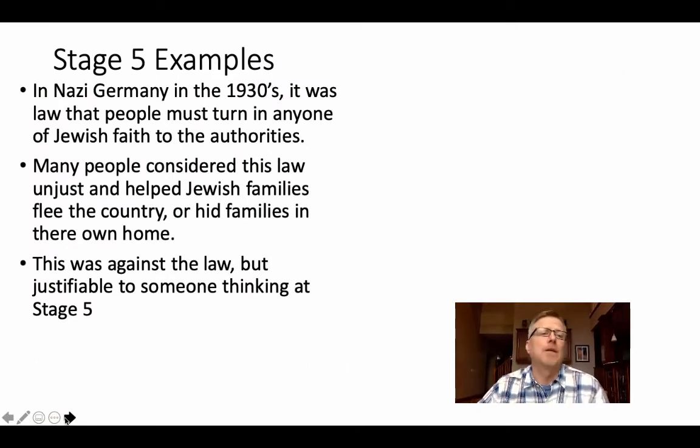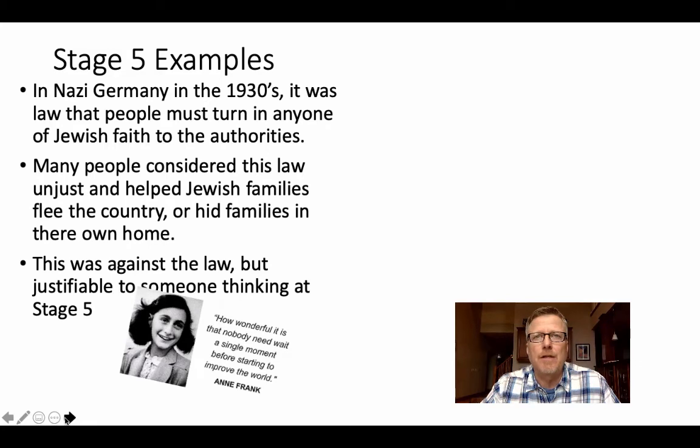So stage 5 examples. Nazi Germany, 1930s. Were there any stage 5 thinking examples there where human dignity and rights were placed above the law? Well, it was law that people must turn in anyone of the Jewish faith to authorities in the 1930s and after 1933. And many people considered this law unjust. While some followed the law, there were a minority that actually helped Jewish families flee the country, or they hid Jewish families in their own home. And this was against the law, but it was justifiable to a stage 5 thinker because of the unjustness and the harshness of that law.